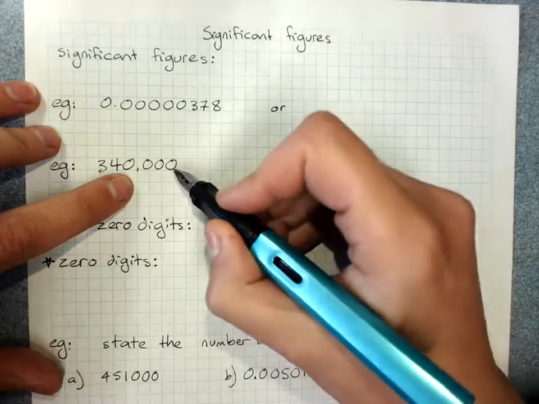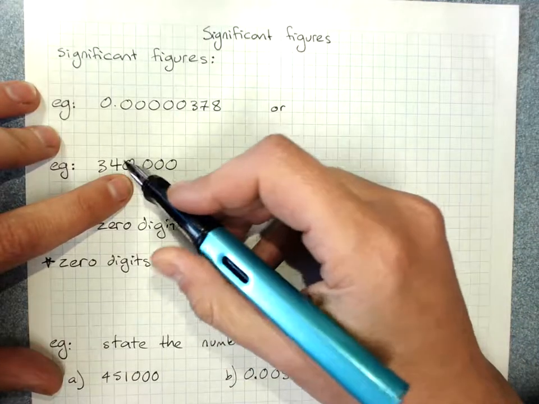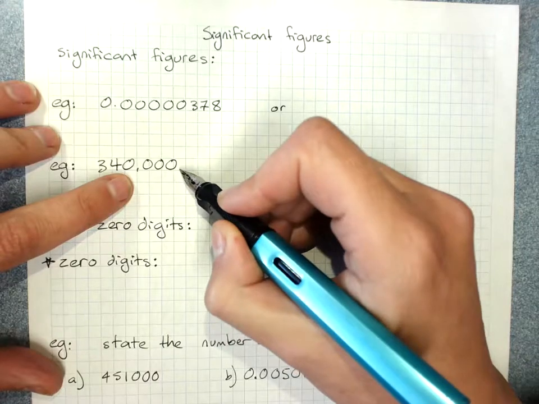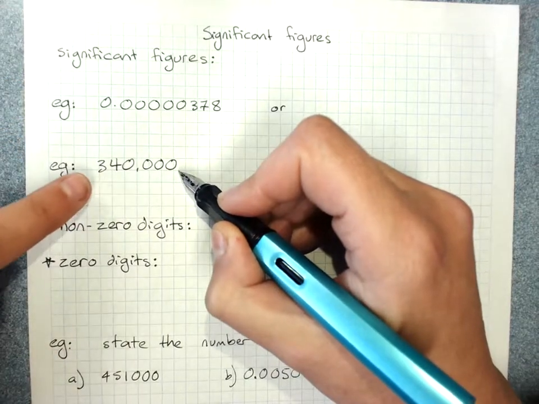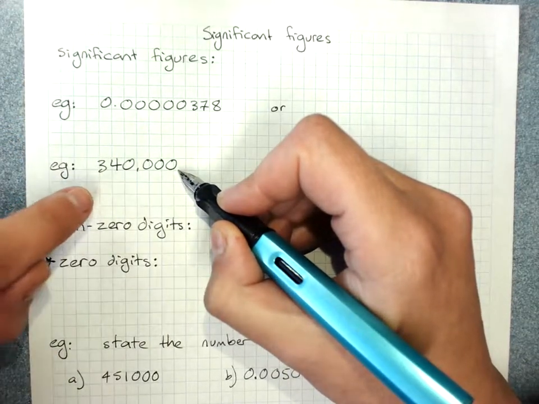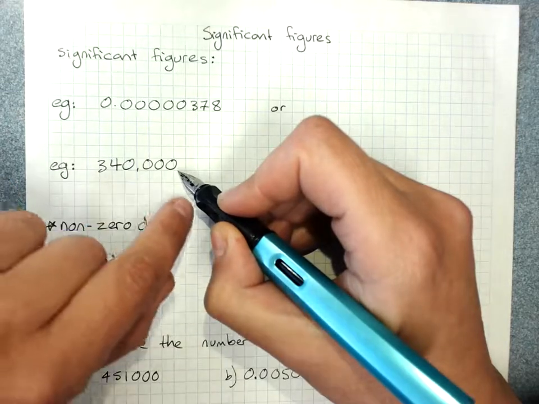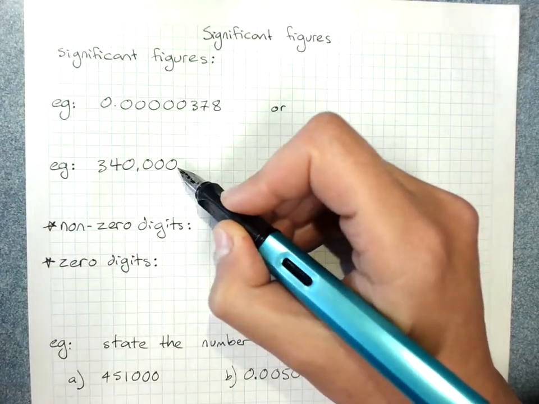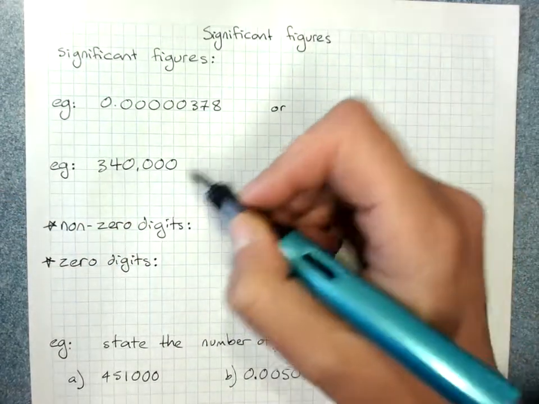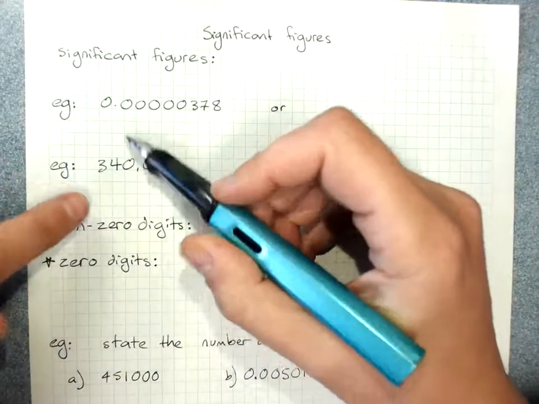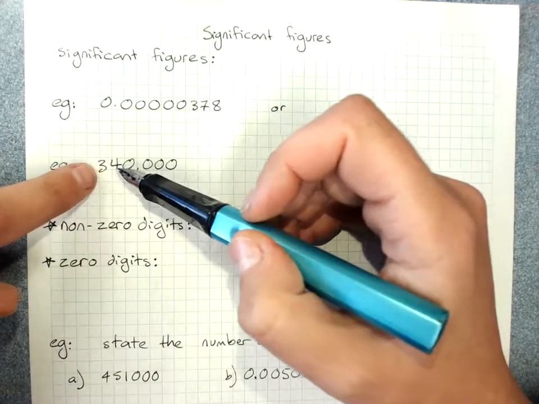If I put a decimal point here, 340,000 decimal, then I'd be saying we had measured and counted exactly 340,000 and not a single one more or less. But since I haven't got a decimal there, the only numbers I'm pretty sure on are these two.